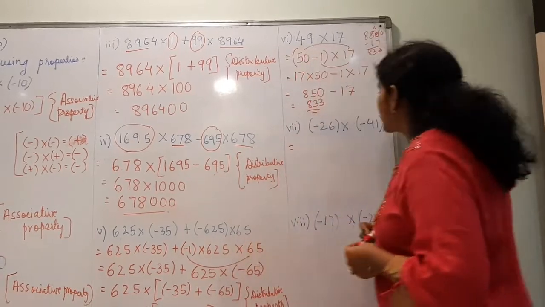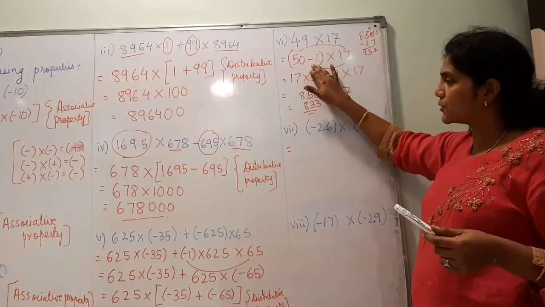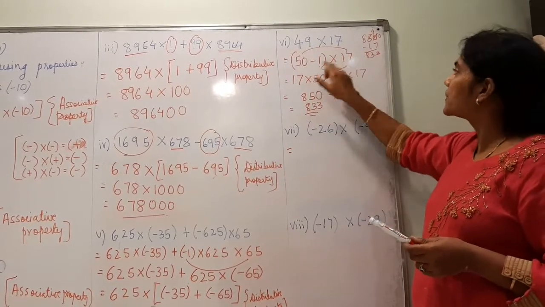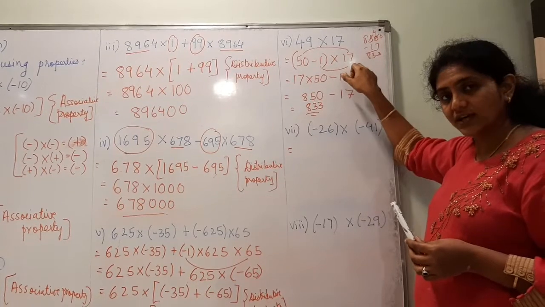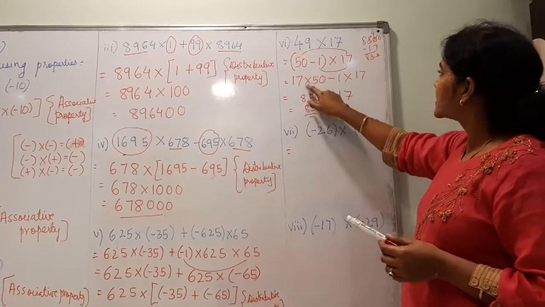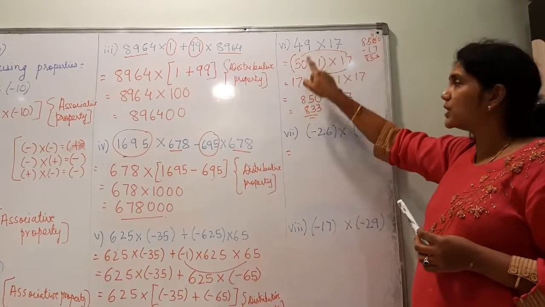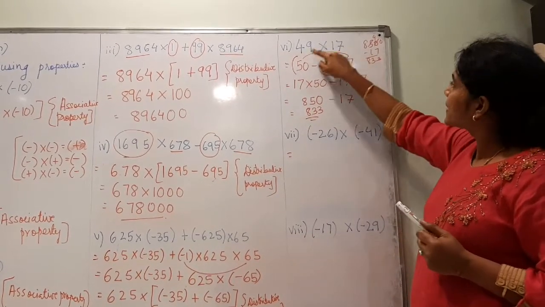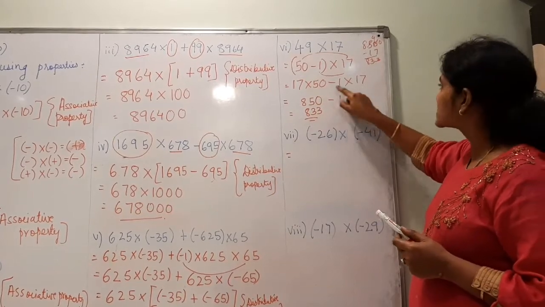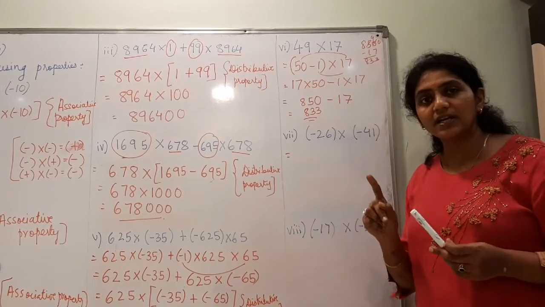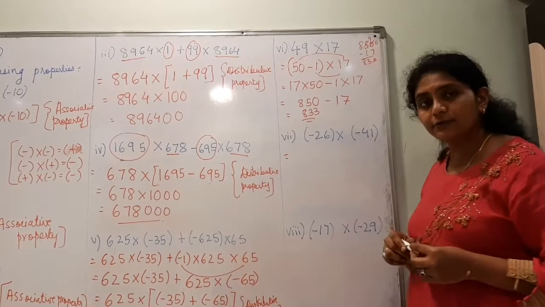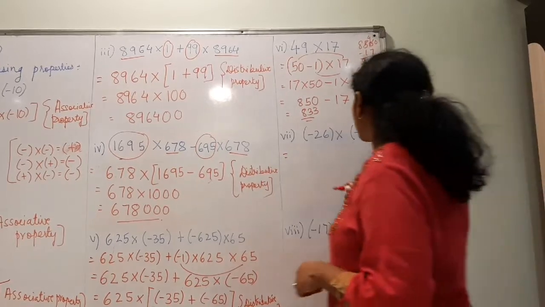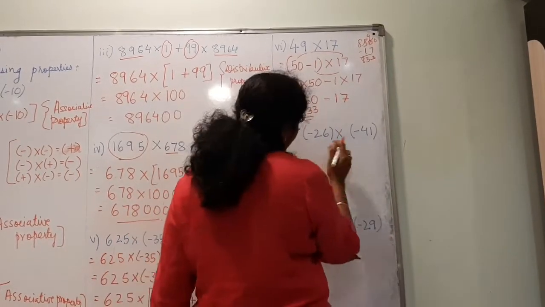Now the second one. Here also the same distributive property. Here I have split it and then multiplied with the term outside. So here 49 is split as 50 minus 1, into 17. Multiplying 17 into 50 minus 1 into 17. 17 into 50 is 850 minus 17. The answer is 833. Now minus into minus is plus.